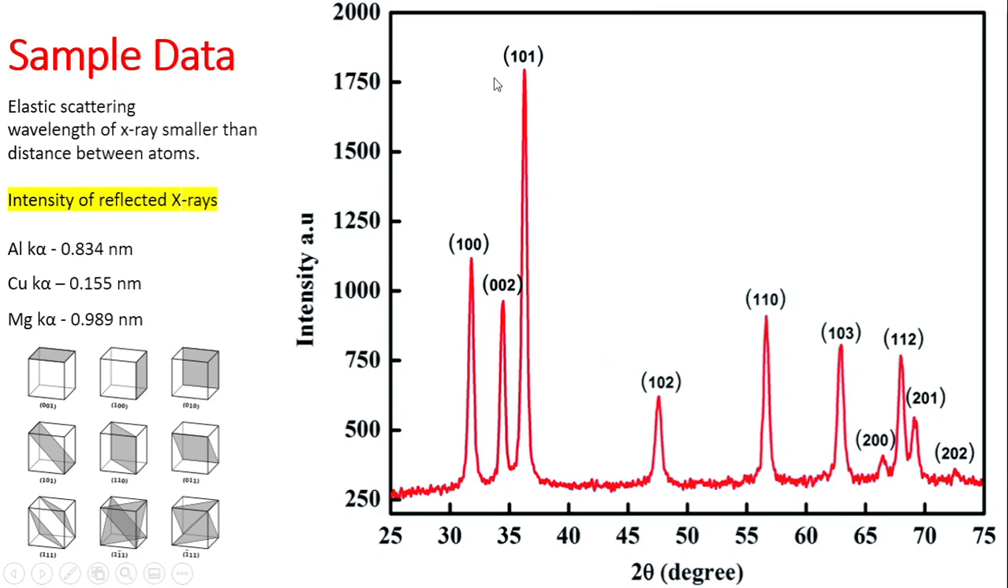So this is an example data. The data that you're seeing here is intensity on the y-axis and 2 theta on the x-axis. The peaks that you're seeing correspond to the different planes, and the more intense and narrow the peak is, that means more of these crystallites are present within the material.